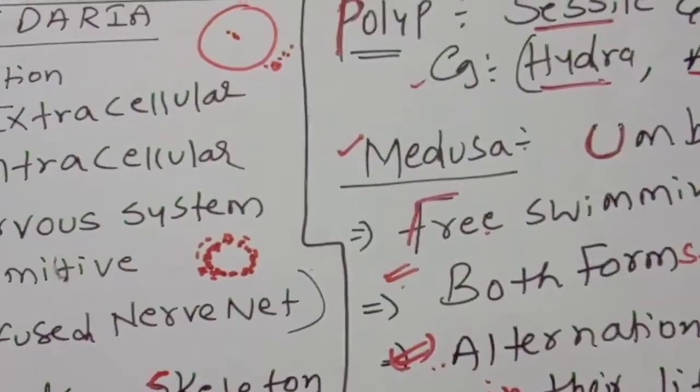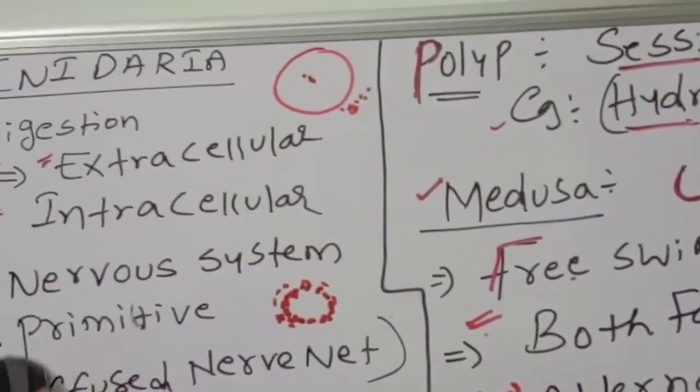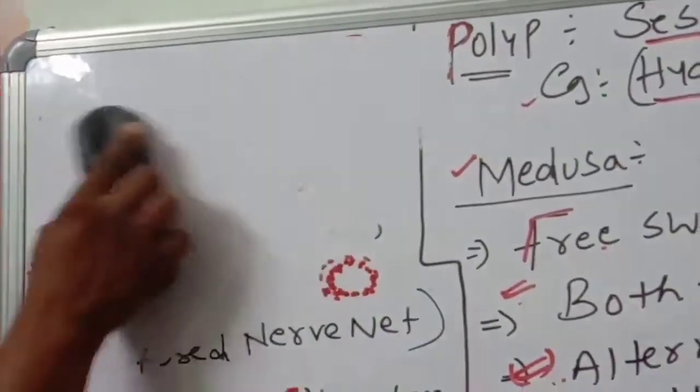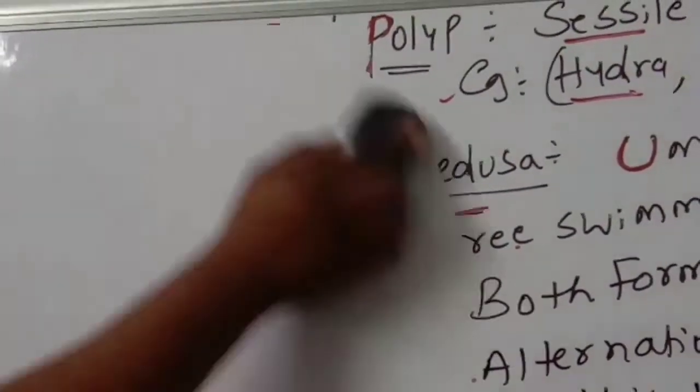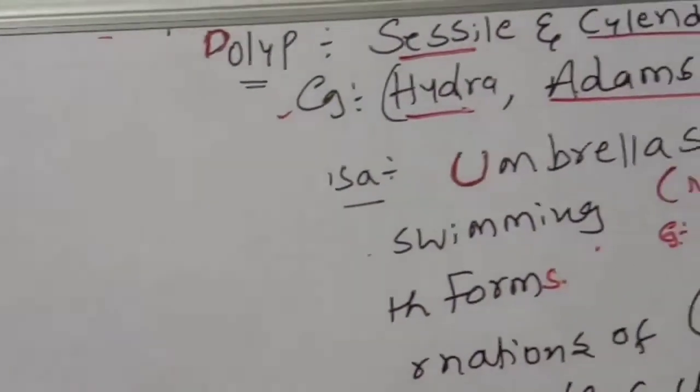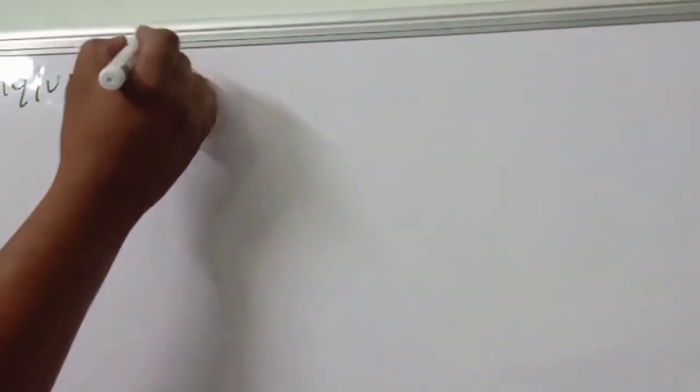Okay, children. The next concept, the next phylum we are discussing. What is the next phylum? That is Ctenophora. Phylum Ctenophora.